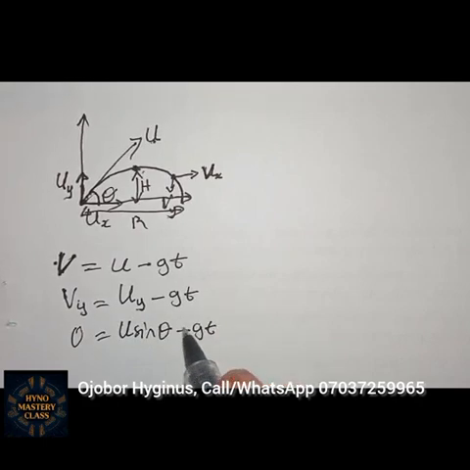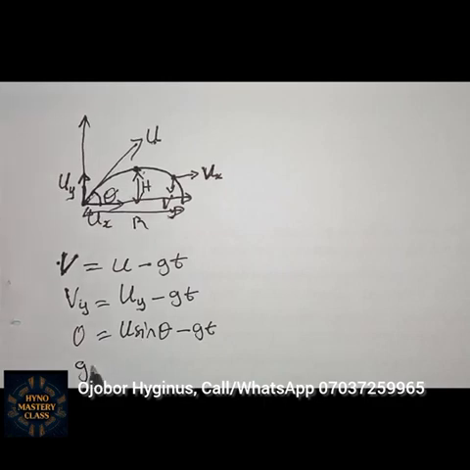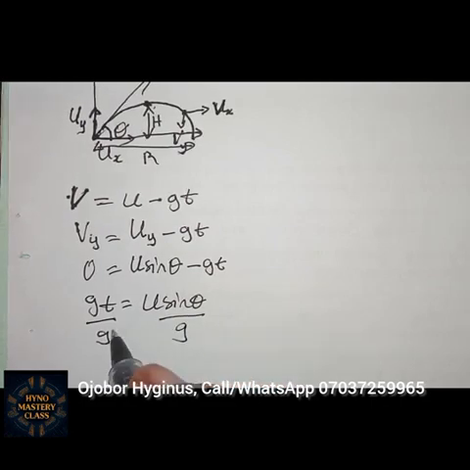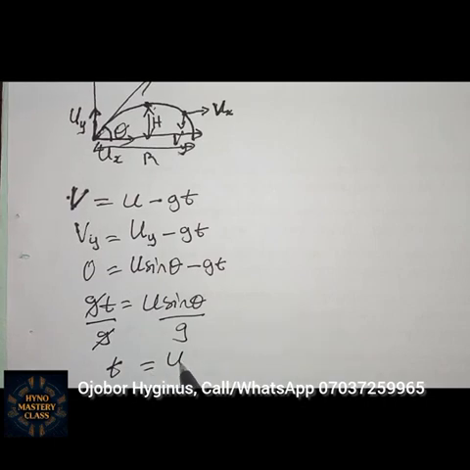And then when we move GT to the left hand side of the equation, we'll have GT equals U sine theta. And then when you divide both sides of the equation by G, G will cancel G. So the time to get to that maximum height will be U sine theta over G.